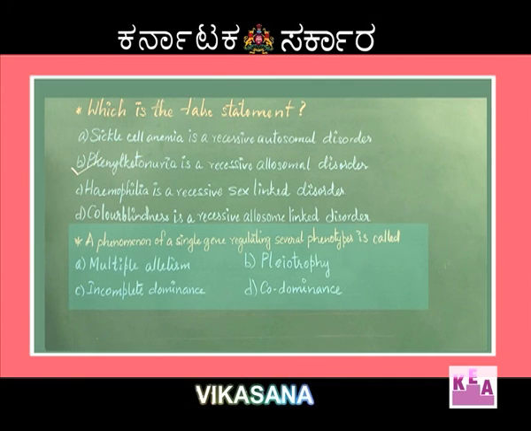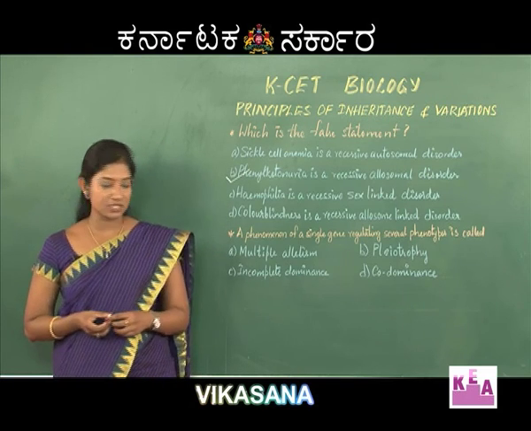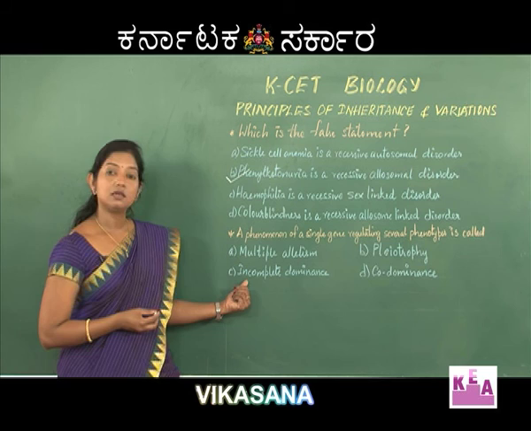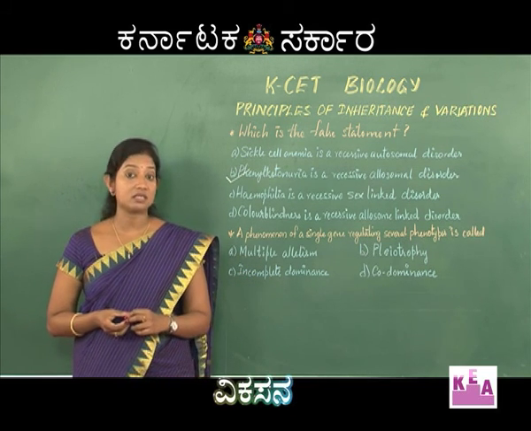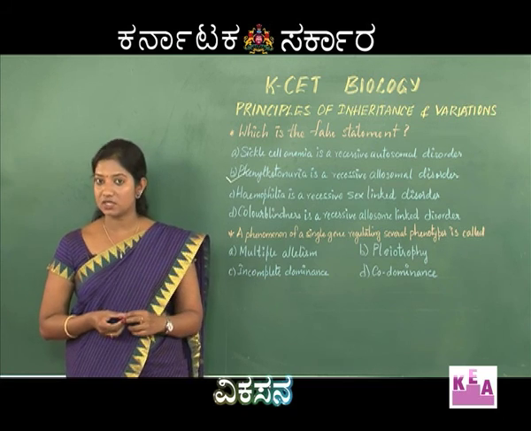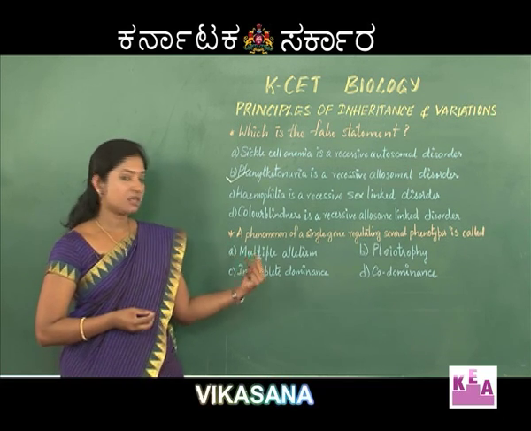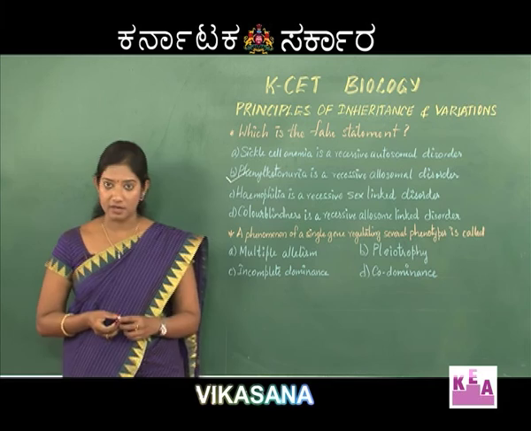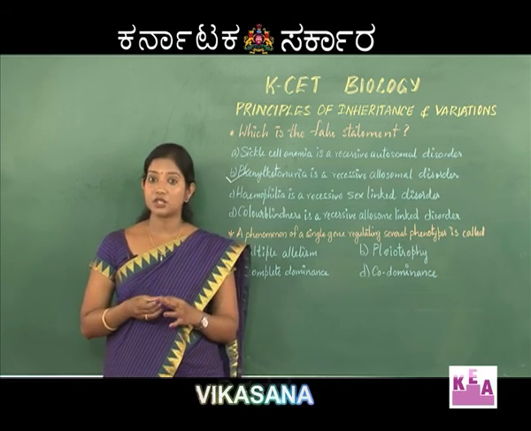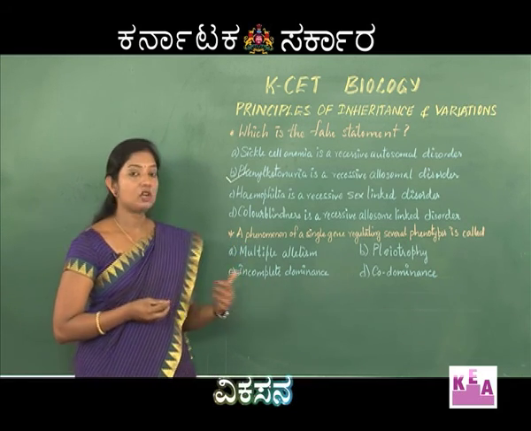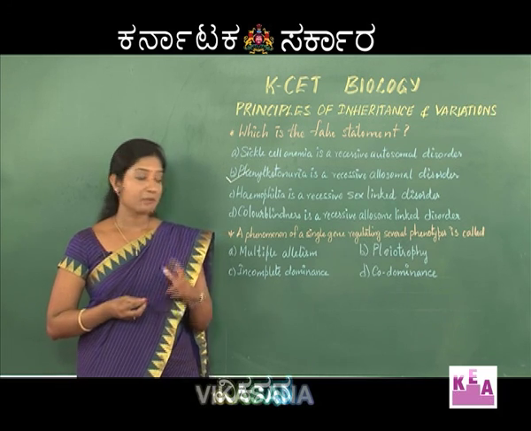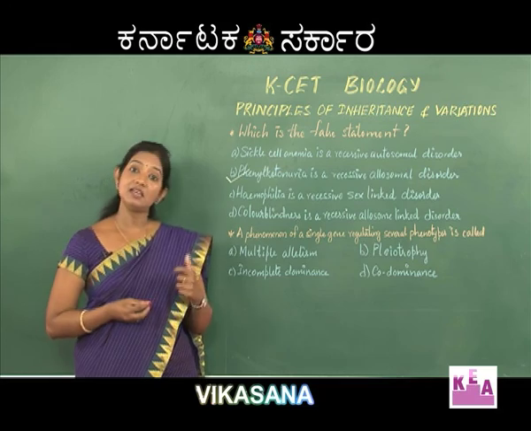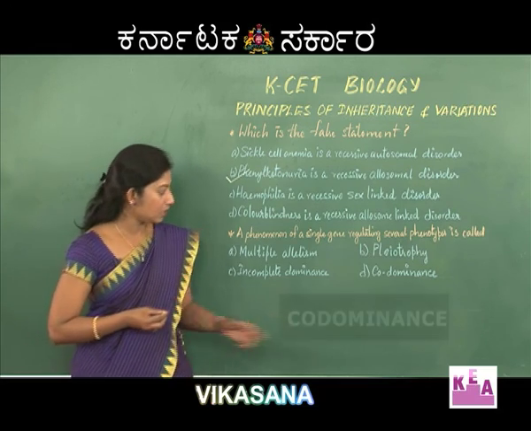Next, incomplete dominance. As the name itself suggests, here a dominant gene is incompletely dominant over the recessive gene. As a result, when a dominant and a recessive gene come together in a heterozygous condition, the dominant gene will not be able to express itself. Instead, they blend and form an intermediate phenotype.